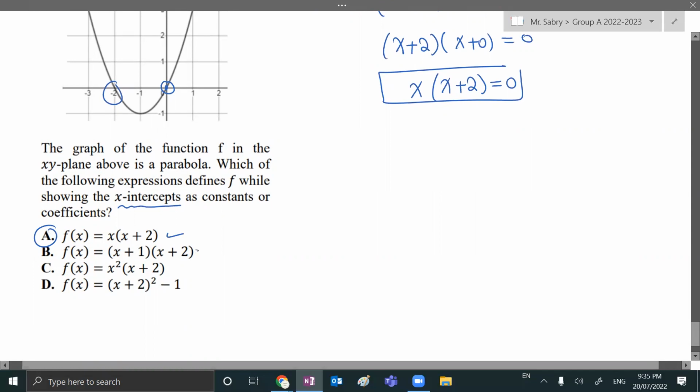On another note, if you look at choice B, for example, the x-intercepts here are negative 1 and negative 2. So if it was graphed the right way, it should intersect somewhere here. It should look like this, for example. So this is why this is not the correct answer, definitely. Choice C has x to the power of 2 and another x here, which means when they're multiplied, this will get me x to the power 3. This is not even a parabola.